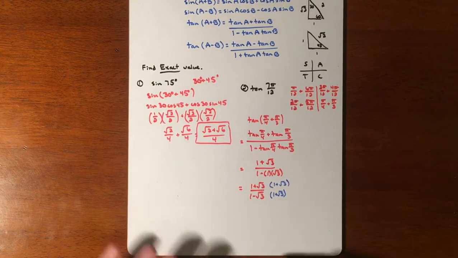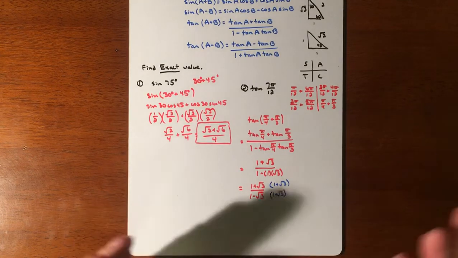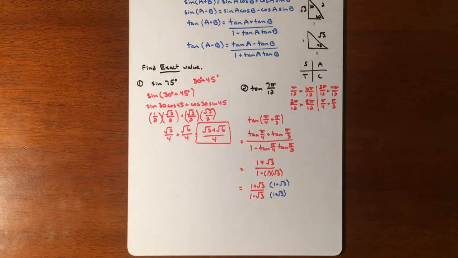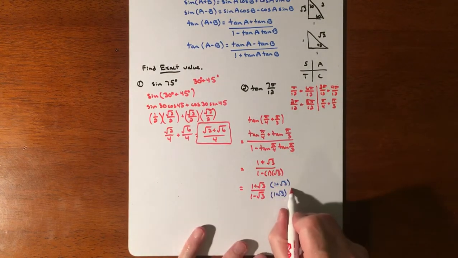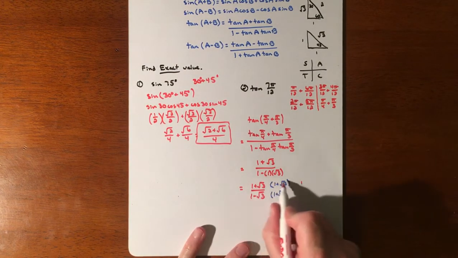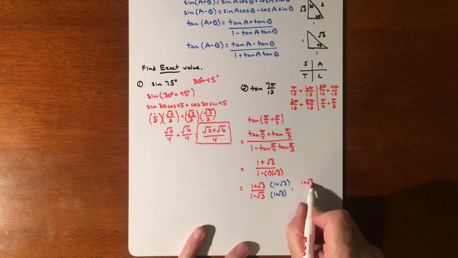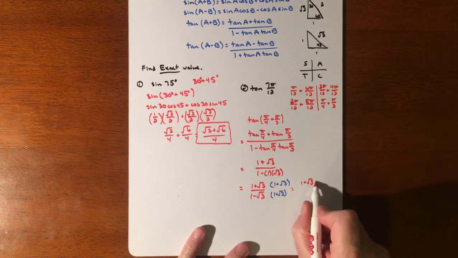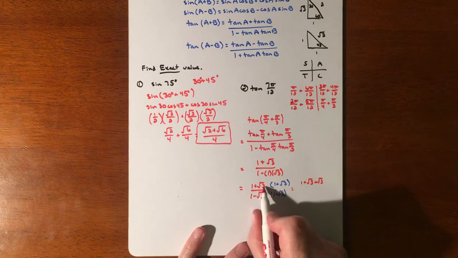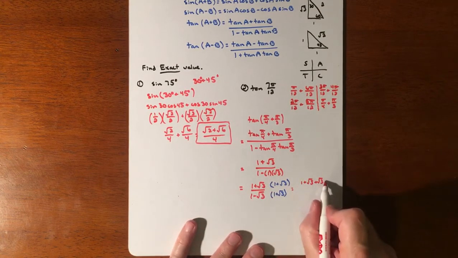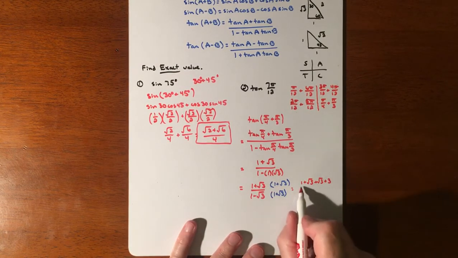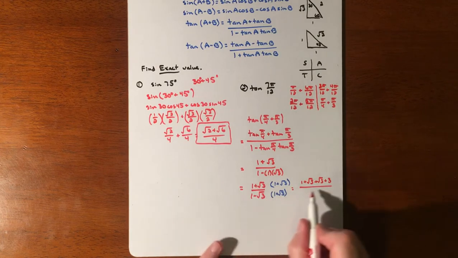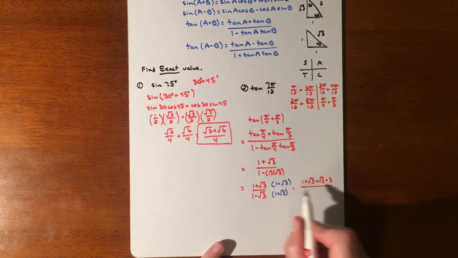So we've got to distribute, we've got to FOIL this out. The top works out to be whatever, we're not really concerned about the top, it's more the bottom that we're worried about. So the top is, let's see, 1 times 1 is 1. 1 times root 3 is root 3, and then root 3 times 1 is root 3. Root 3 times root 3 is square root of 9, which is 3. So that's the top.